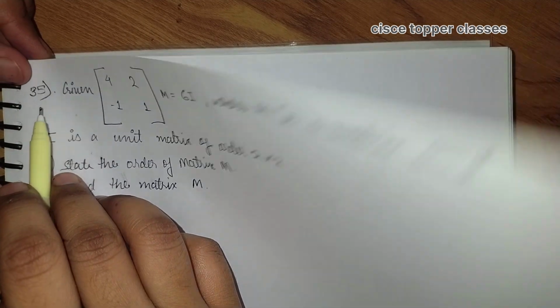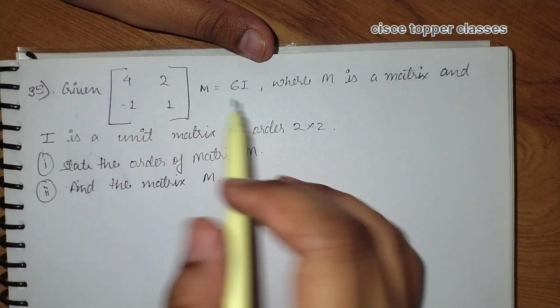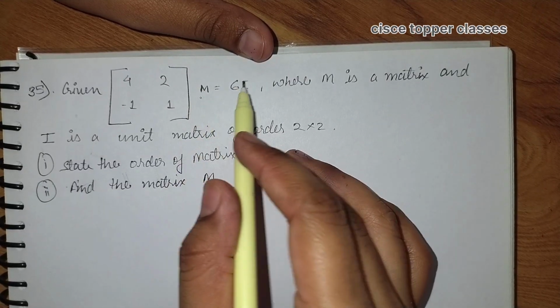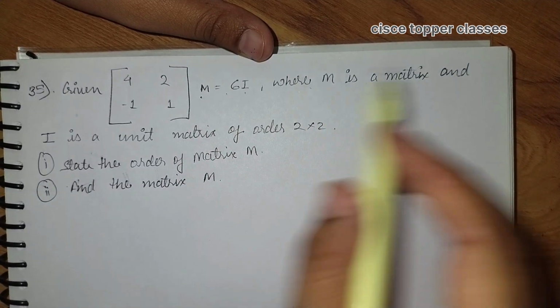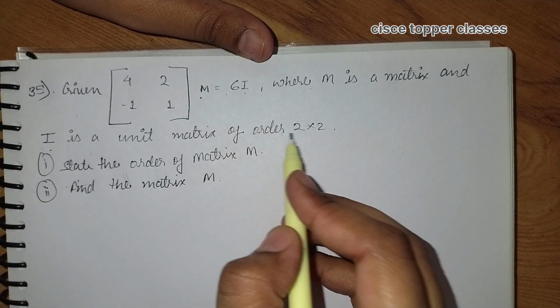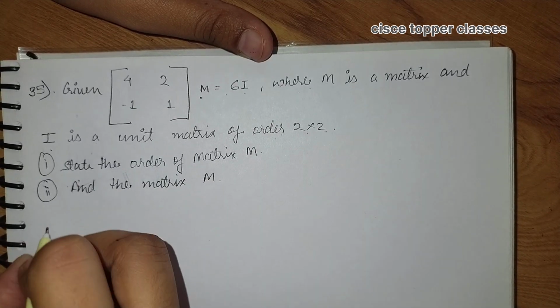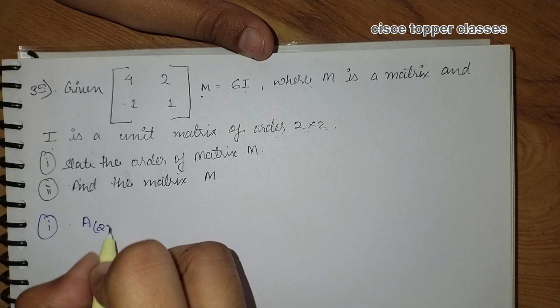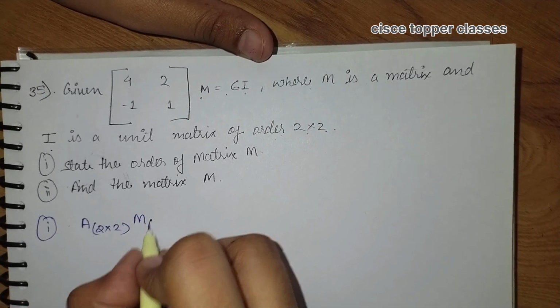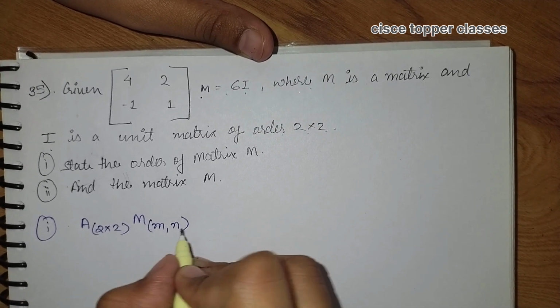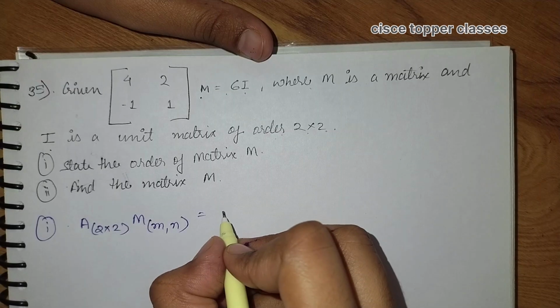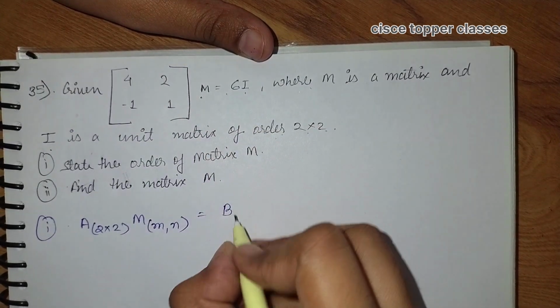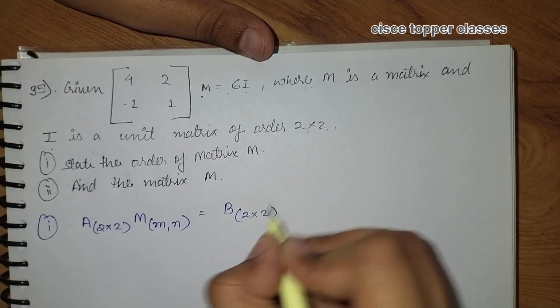Now let us solve question number 35. Given matrix is this, multiplied by matrix M is equal to 6I, where M is a matrix and I is a unit matrix of order 2 cross 2. Then firstly we have to find the order of matrix M. So here matrix A is 2 cross 2. Matrix M we have to find, let it be m cross n. And matrix B, which we got, that is 6I, is of order 2 cross 2 given only.